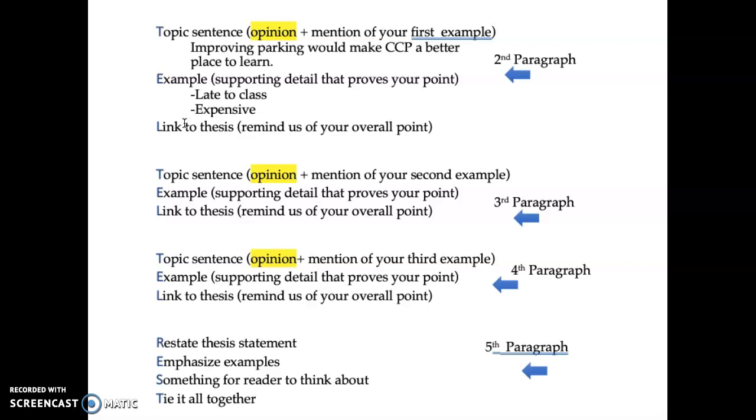But it's easy for people's attention to go away, especially as you get into the examples. They say, oh, I had that experience, that happened to me, I've been there, I've done that, and their brain goes in another direction. And we say, hey, come back here. We're talking about how to make CCP a better place to learn, and we're linking it back to the thesis again so that the reader stays focused on your argument and what you're trying to persuade them.